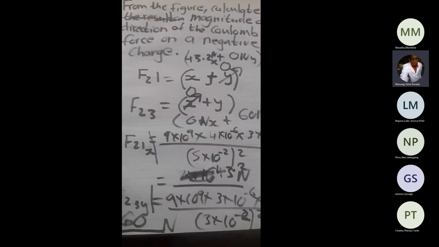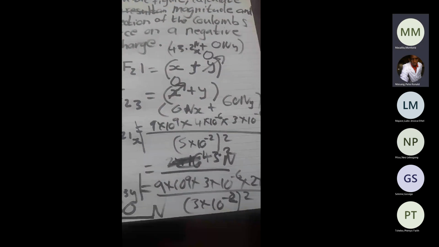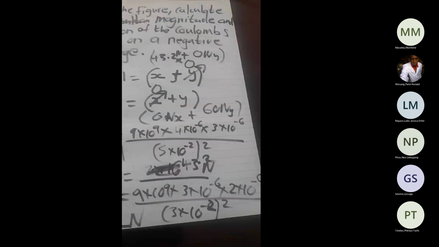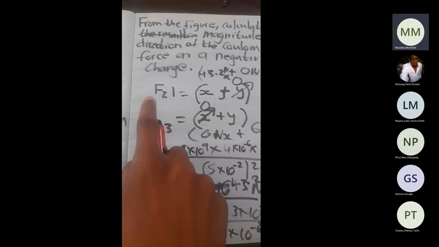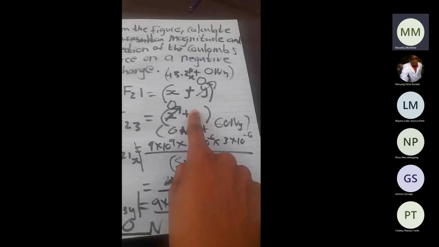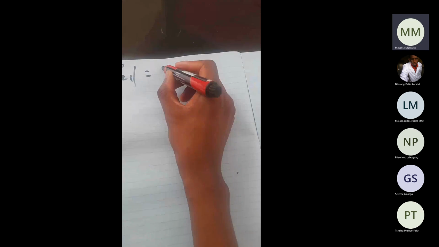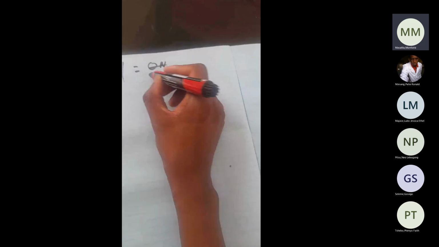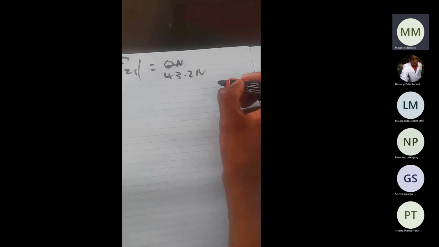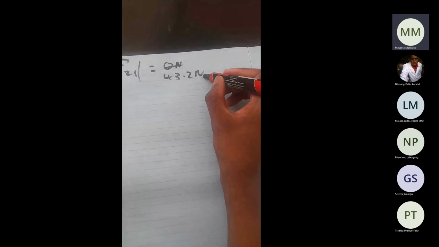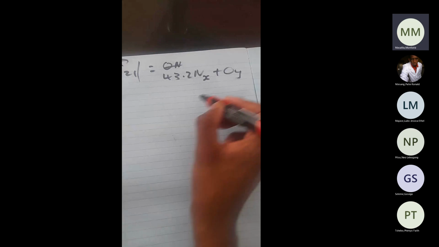I got 43.2 newtons. Okay, that's good. So Q1 and Q3 you can present it like this. I agree, we didn't have the X part and the Y part. Now we have F21, which is in the X direction: 43.2 newtons X plus 0 newtons Y.